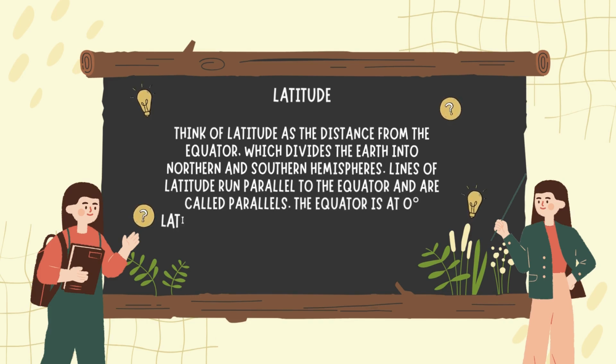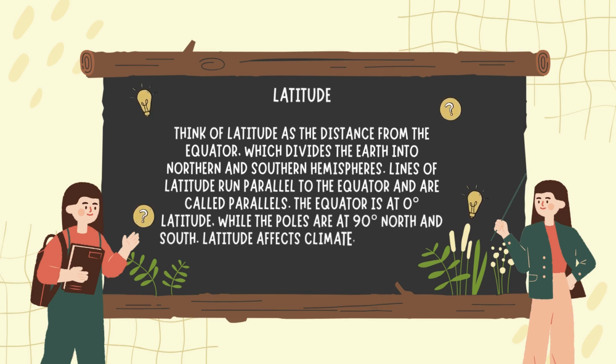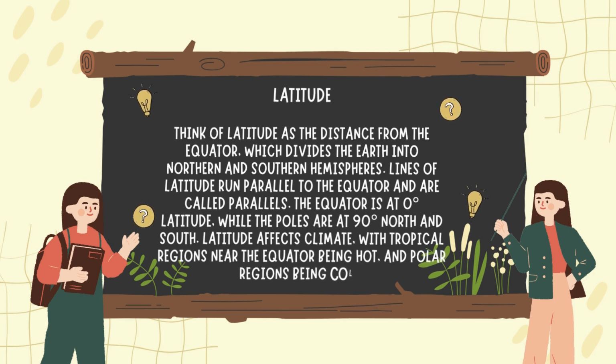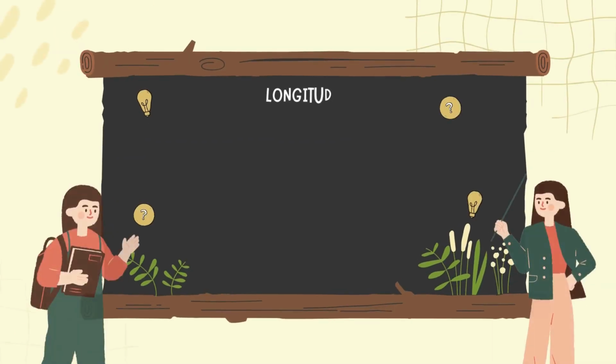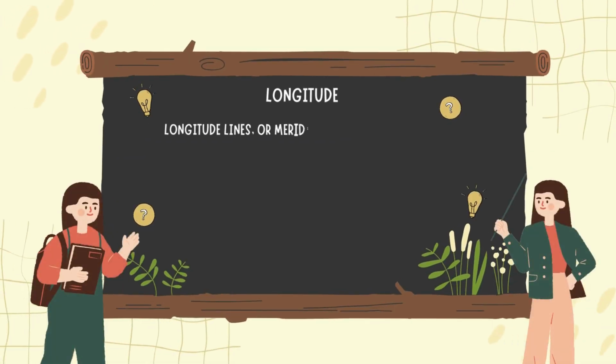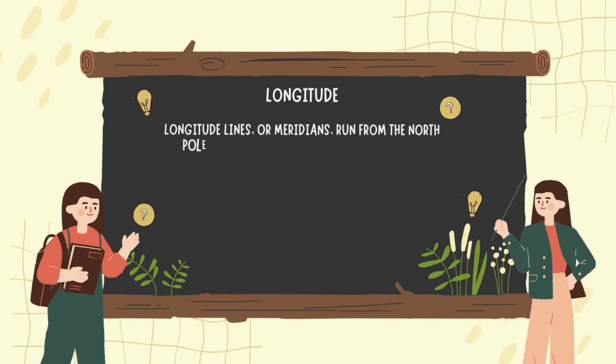The equator is at 0 degree latitude, while the poles are at 90 degrees north and south. Latitude affects climate, with tropical regions near the equator being hot and polar regions being cold. Longitude. Longitude lines, or meridians, run from the North Pole to the South Pole.